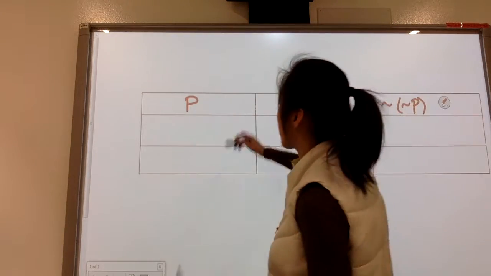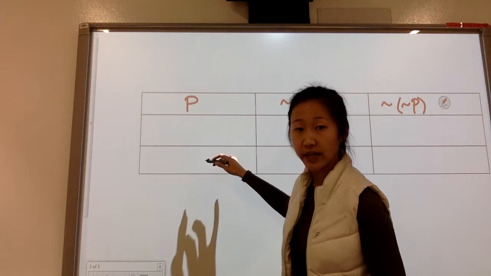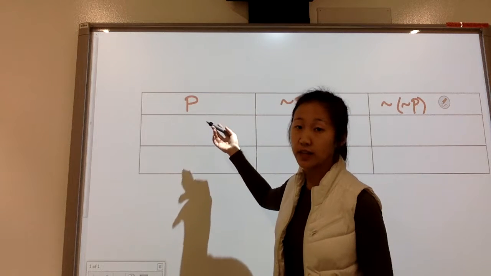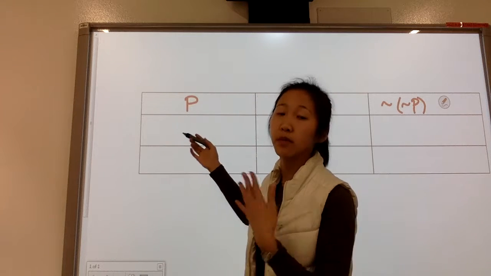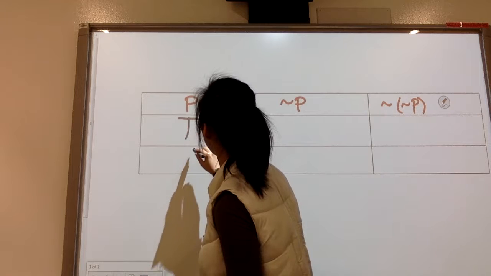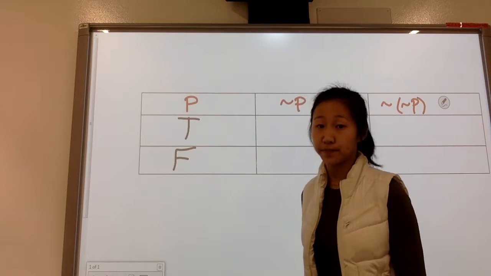So first we can start with this column here. This is titled P. And so in a truth table, if we are given an event, it has two options. It can be true or it can be false. So we can label those accordingly on here as T and F.